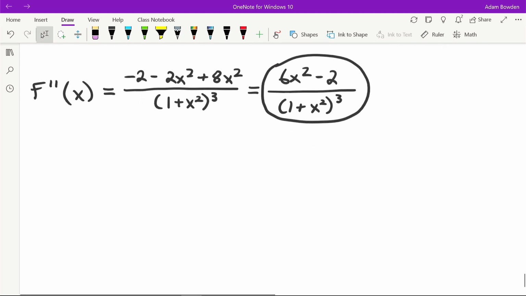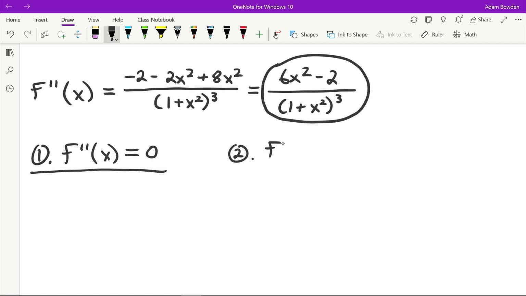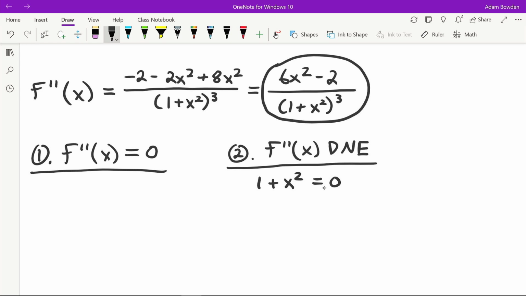We need to set that to the two checks here. First off, where the second derivative is equal to 0, or where the second derivative does not exist. It'll be easy for the does not exist situation here because, again, the denominator equal to 0 has no solution. That just carries forward from all the steps we've had above from the very beginning. So that really doesn't yield anything here.